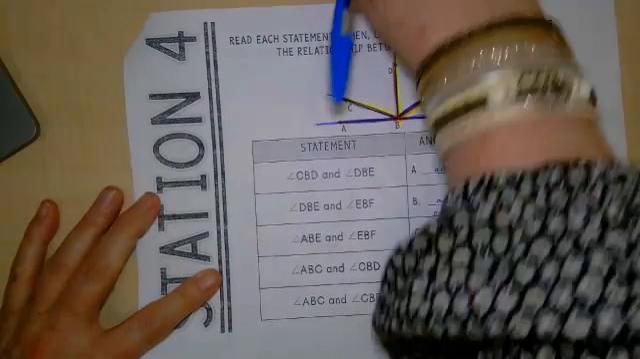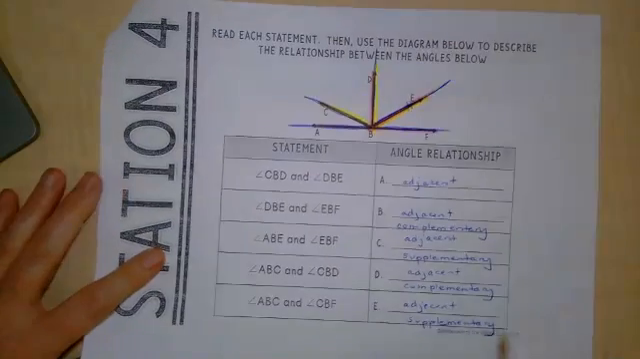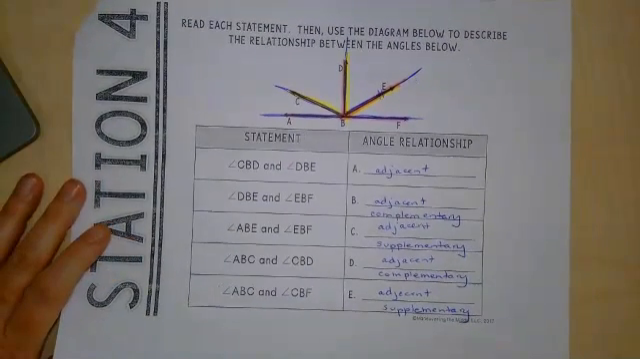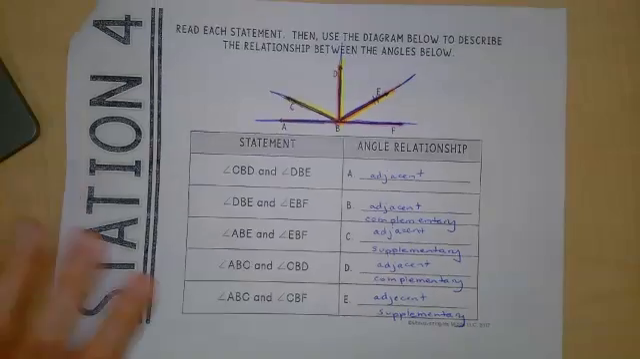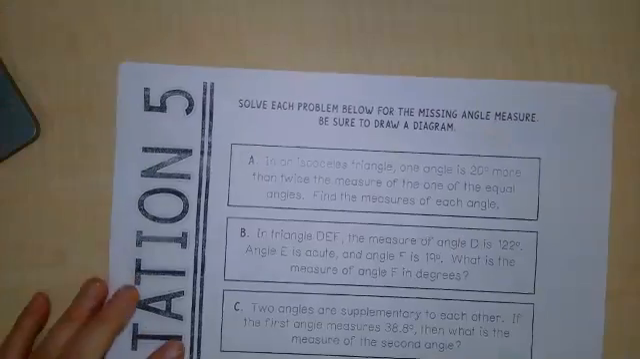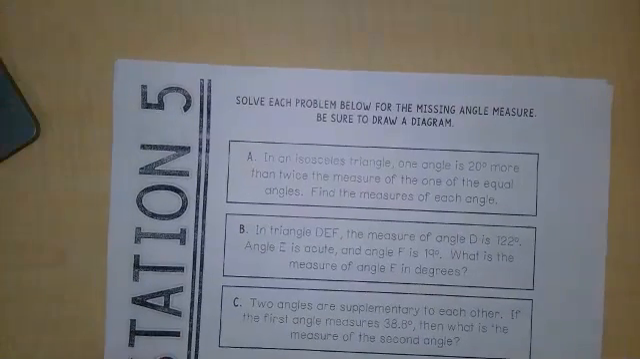What do you have with the last one? They're all adjacent. They're all adjacent. Really, Josh? Well, Jason's very popular. Station 5. Station 5. Let's keep going, guys.